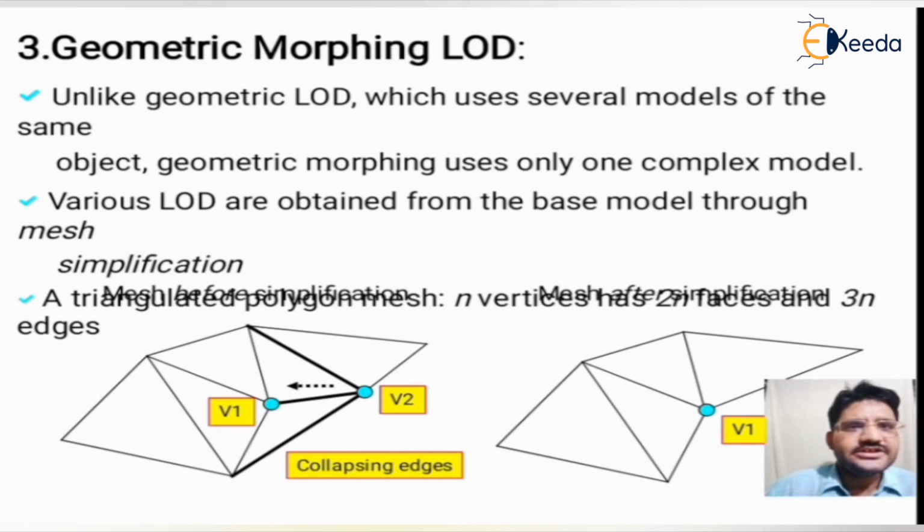The third is geometric morphing LOD, or geomorph LOD. Unlike geometric LOD, which uses several models of the same object, morphing LOD uses only one complex model. Various levels of detail are obtained from the base model through mesh simplification. So this is all for the video. Thank you.